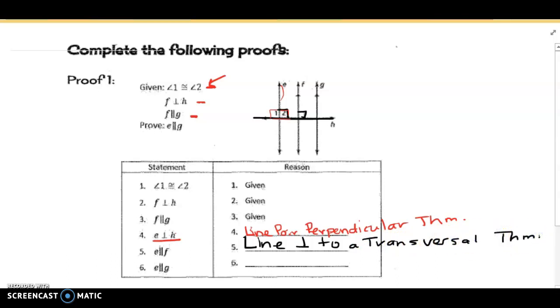That theorem says that if we have one line that is perpendicular to 2 different lines, then those 2 different lines are parallel, which we have. So I can say E is parallel to F. Well, if I know E is parallel to F, and I know F is parallel to G, then E has to be parallel to G by the transitive property of parallel lines.